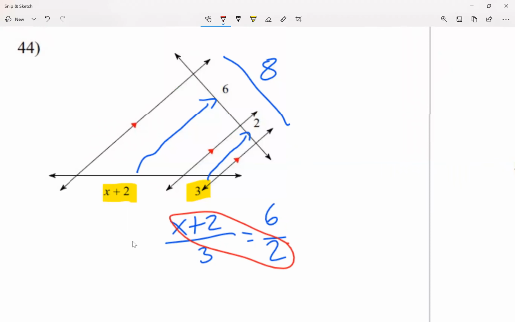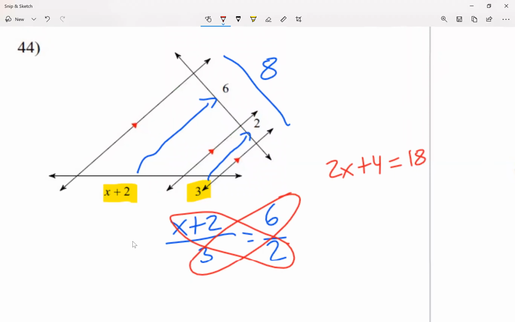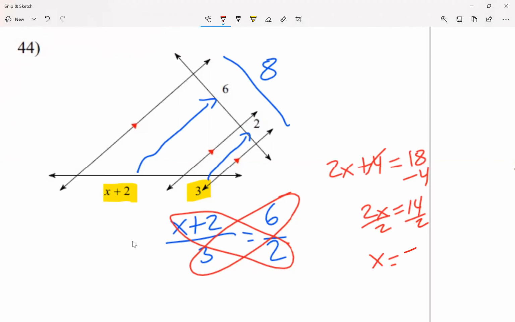That's going to give me 2x plus 4. And then here, 6 times 3 is 18. Okay, so 2x plus 4 is equal to 18. My plus 4, let me move it over as a minus 4. So I have that 2x is equal to 14. Now let me divide by 2. x is equal to 7.